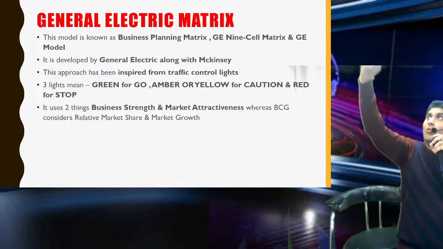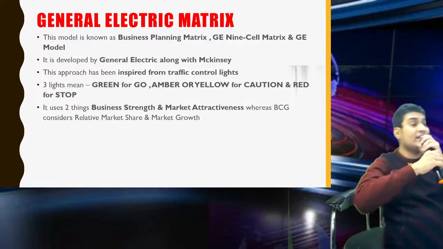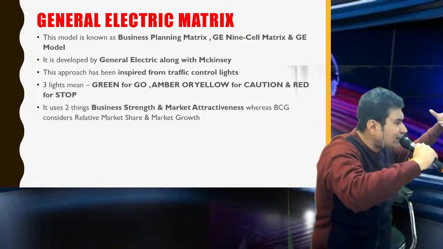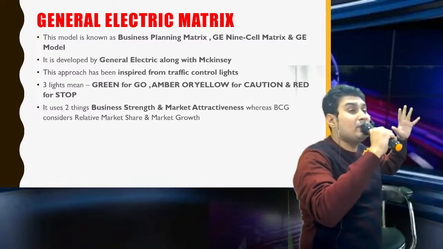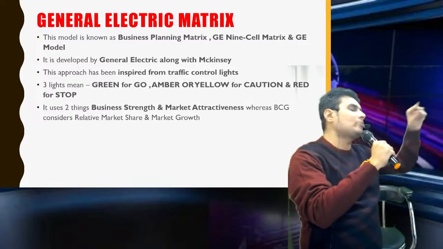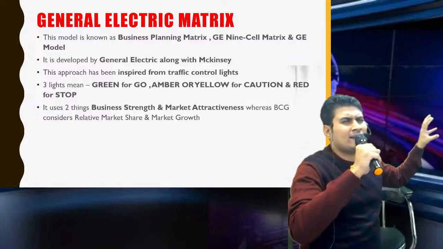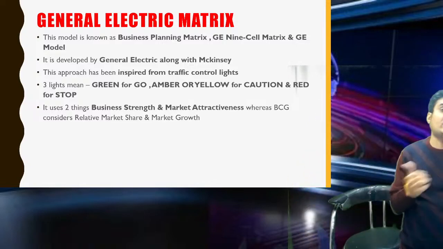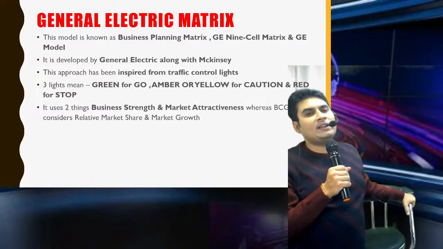Okay, go back. There, what was there? Market growth rate. Instead of that, here you have what? Market attractiveness. There, what did we have? Relative market share. Here, what do we have? Business unit strength. One more time. There we had market growth rate; here we have industry attractiveness. There we had relative market share; here we have business unit strength. This you have to remember at any cost.